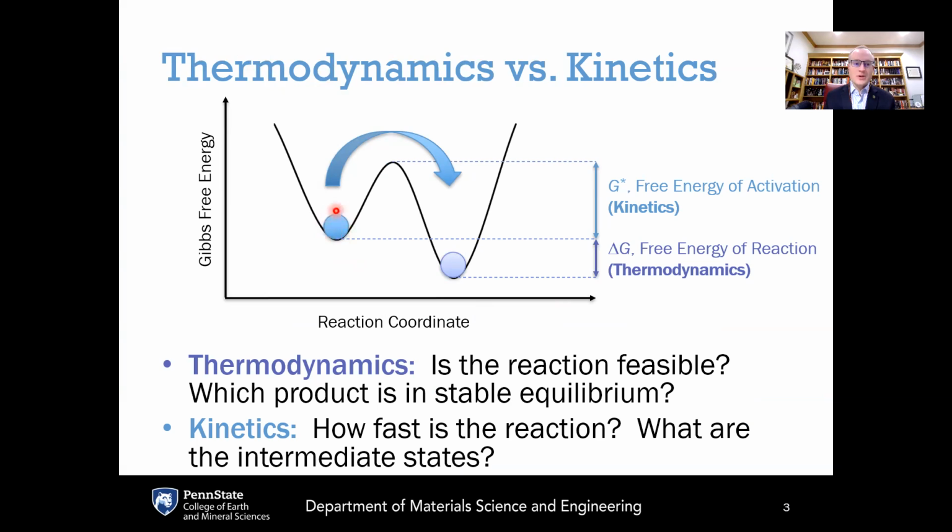The first minimum here, shown in blue, is the higher of the two minima. This is a metastable state. It is a locally stable state, but it is not the global minimum in free energy.